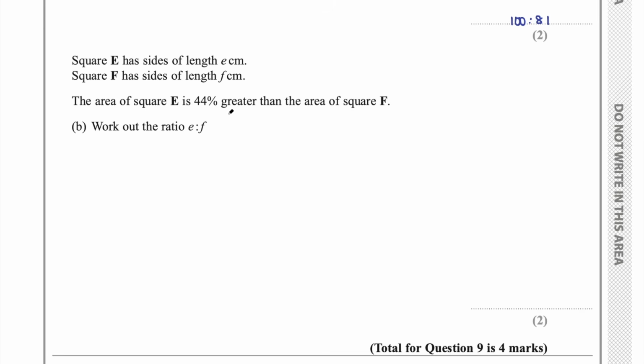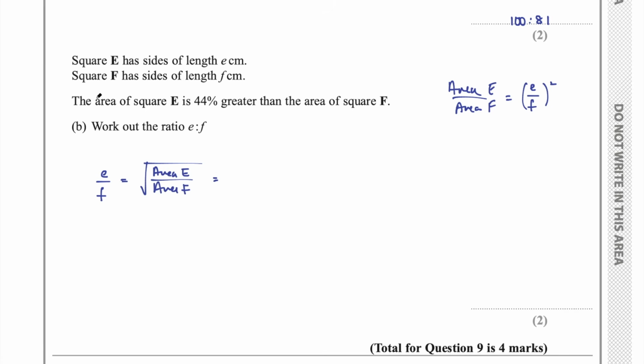Again, for part B, we can use the idea that the ratio of the areas is equal to the square of the ratio of the side lengths. So if we want to work out the ratio of E to F, we can take the square root of the ratio of the areas. So we can say the ratio of E to F is equal to the square root of the area of E over the area of F.